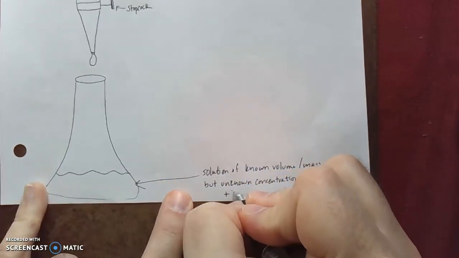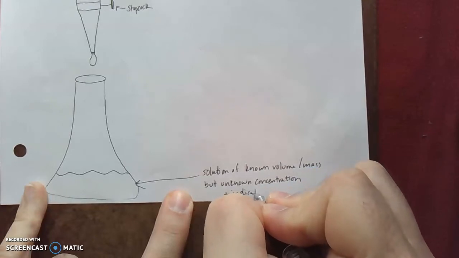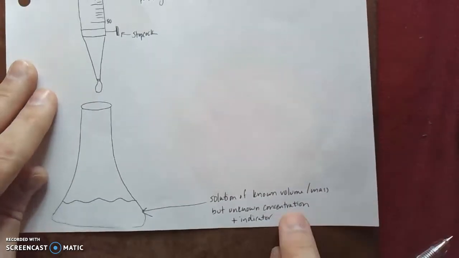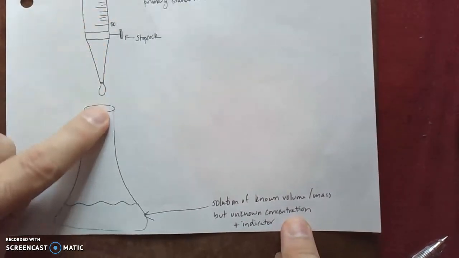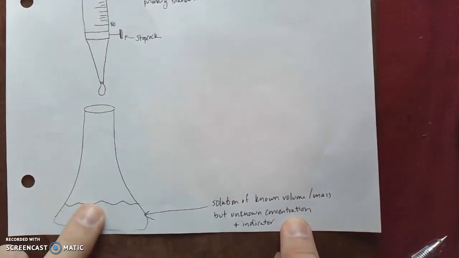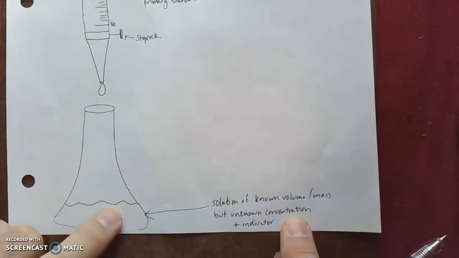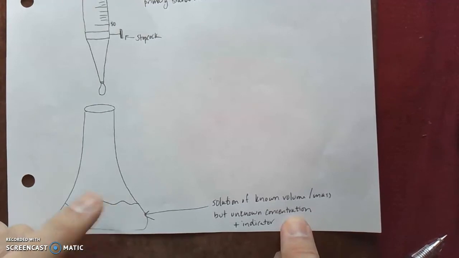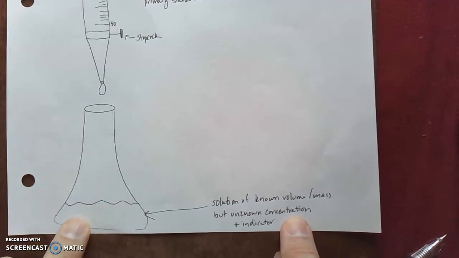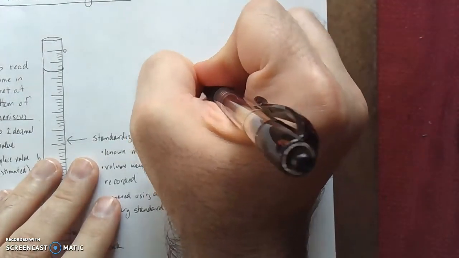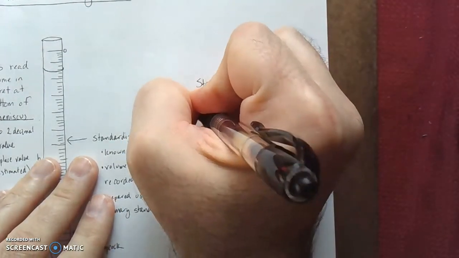And it has an indicator in it. So the indicator is added in here. So as we add liquid into here, a reaction takes place and it uses up the known mass of reactant here. So we're going to have some steps to a titration.